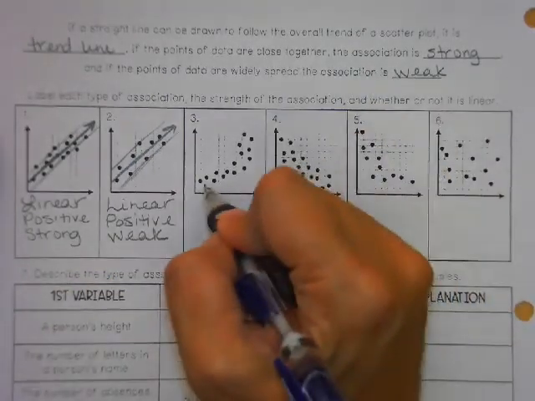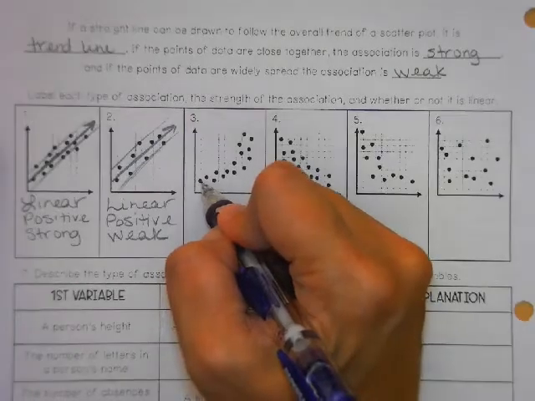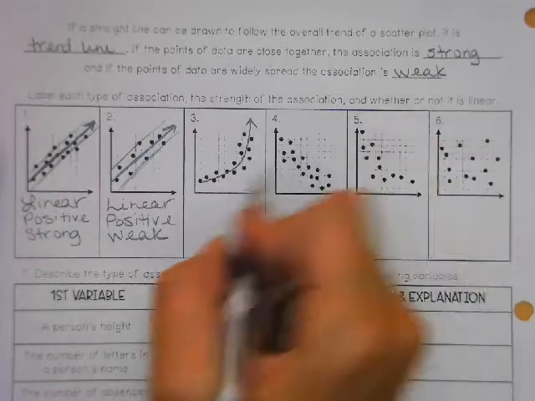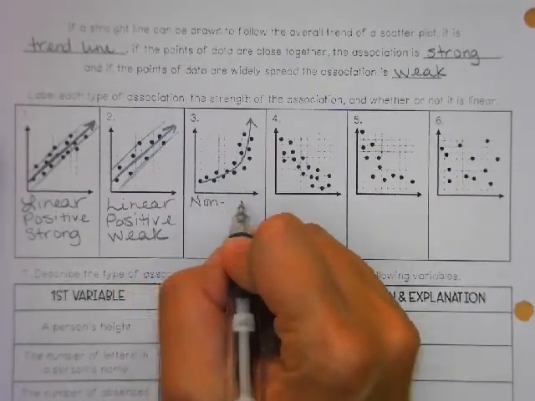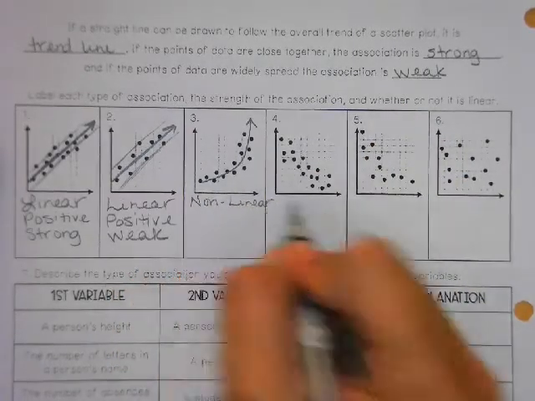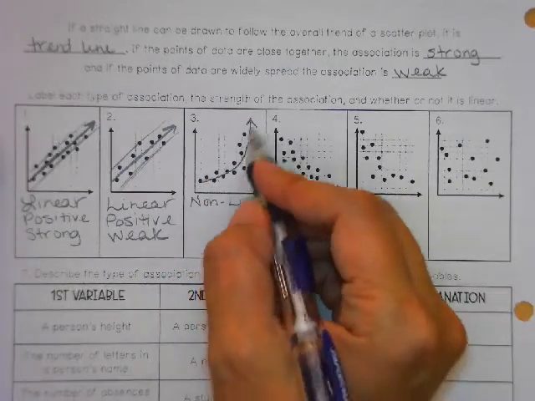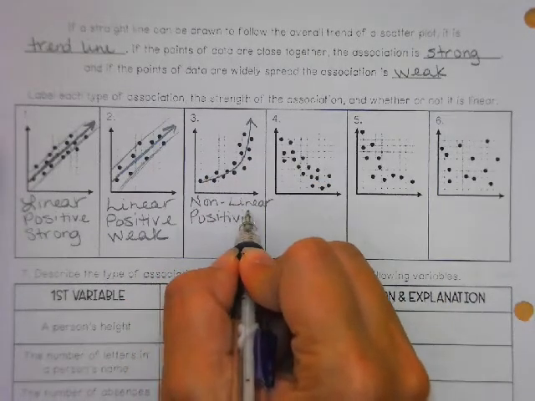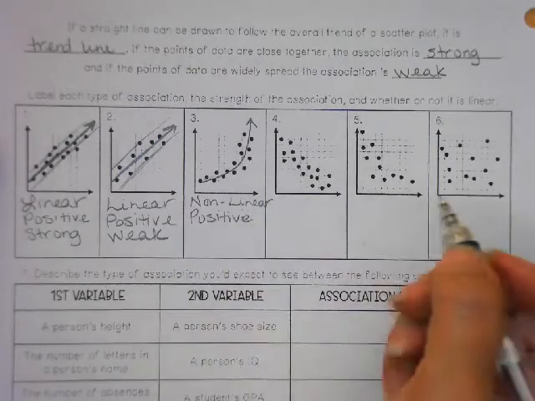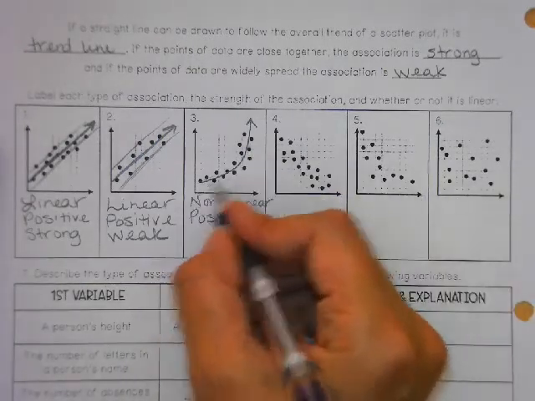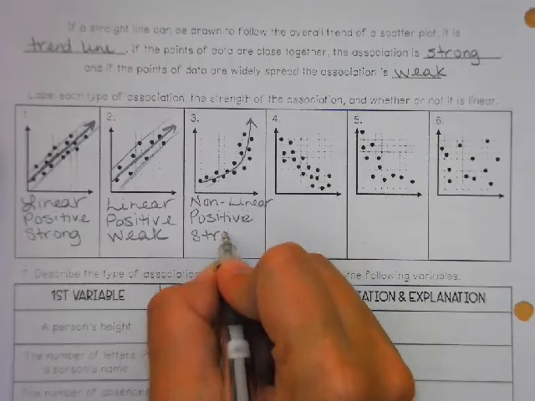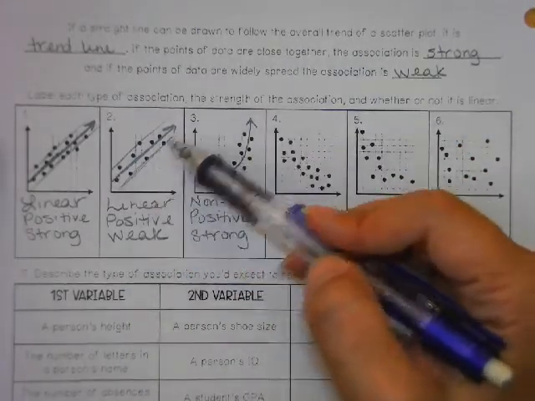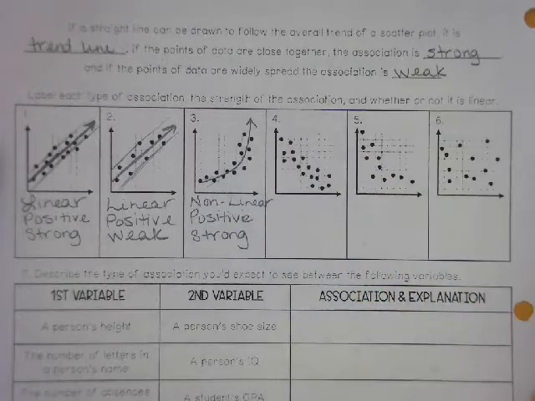If we drew a line to kind of pattern this through the middle, we can see that this is in fact non-linear. It is positive, it is going up. And they are really close to the line, so this is still strong. It's just an example of non-linear. It's not going to be a straight line, it's a curved line.